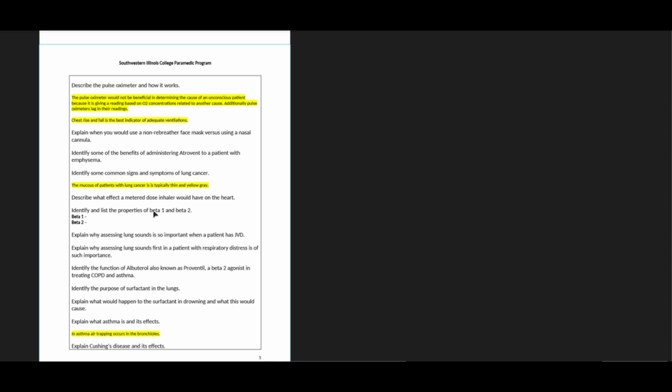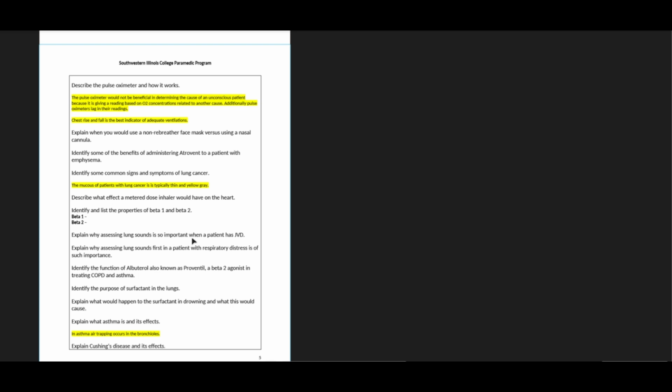Identify and list the properties of beta 1 and beta 2. So beta 1 primarily works on the heart. These receptors are specifically in the SA and AV node. So when they're stimulated, they're going to increase the inotropy and chronotropy and dromotropy as well. And then there are also beta 1 receptors in the kidneys that increase renin secretion. And beta 2, these are more commonly found in smooth muscle around the lungs and airways. When these are stimulated, they're going to dilate and relax the smooth muscle.